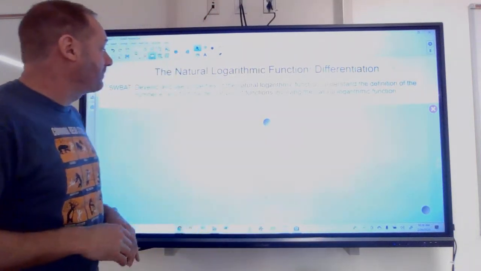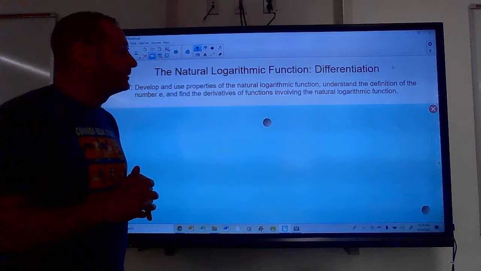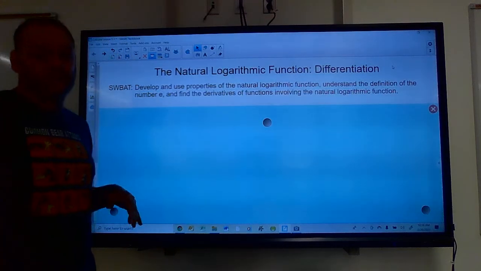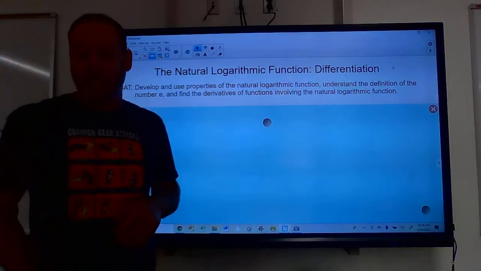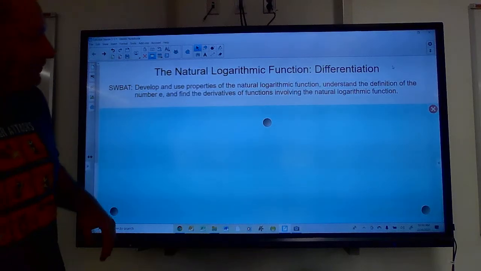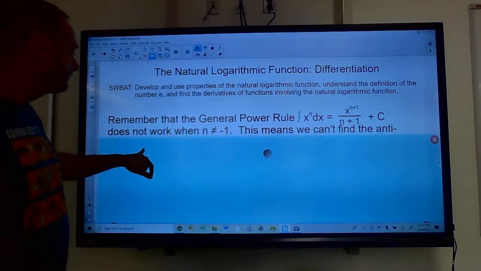Okay, guys, today we're going to talk about the natural log function, and we're going to differentiate. We haven't done any differentiation since last semester, but we're going to differentiate natural logs today.